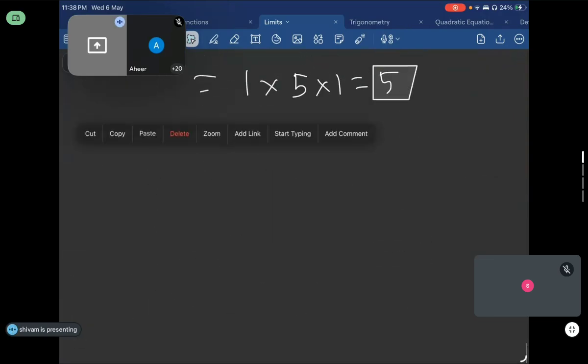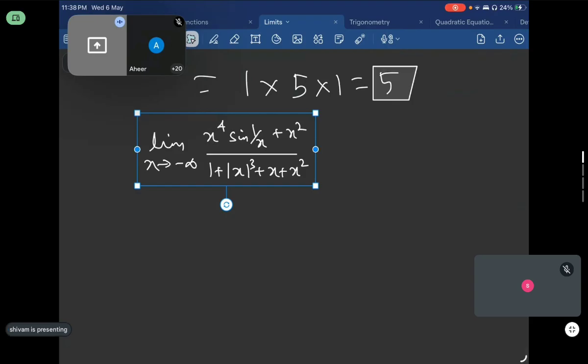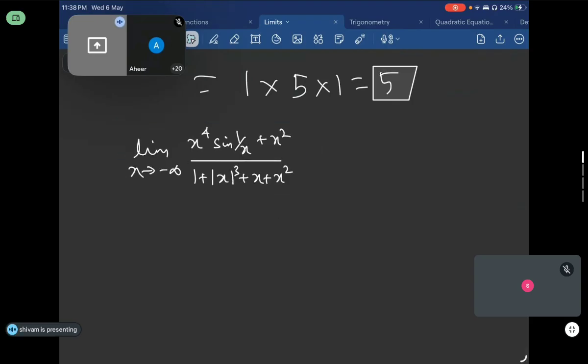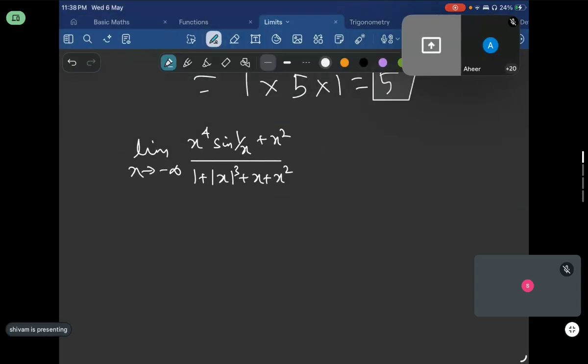Let's start. Ahir, part 3 is correct. Soham, part 2 is correct. Shubhangi, part 2 is correct. Ritam, part 2 is correct. Adrija, part 2 is correct.